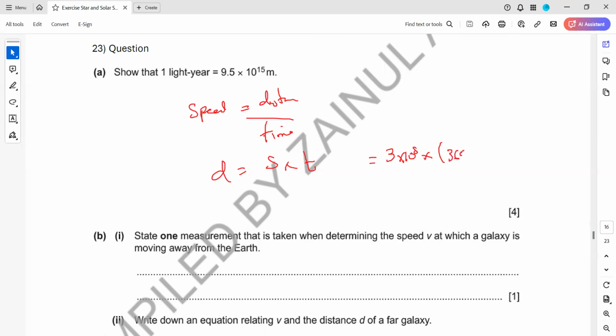So 365 days, we convert into hours, we multiply by 24. Then these hours we convert into minutes, multiplied by 60. Then minutes we convert into seconds, we multiply by 60 again. So when we multiply all of them, we will get approximately the same answer as 9.5 × 10^15.